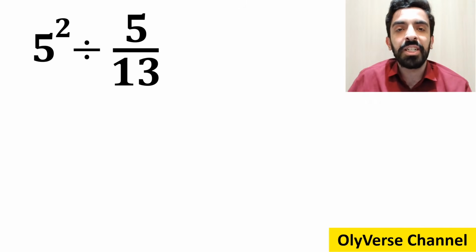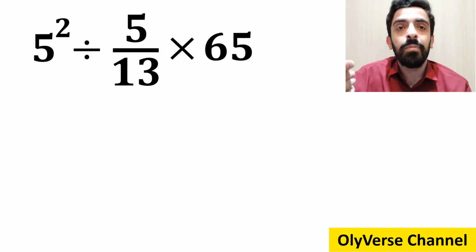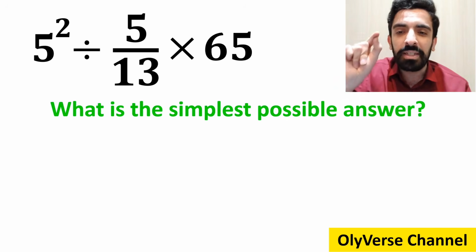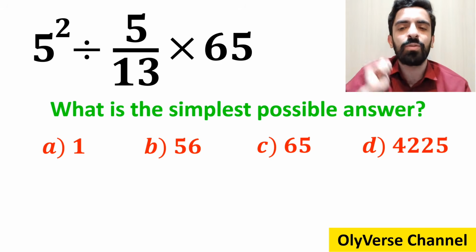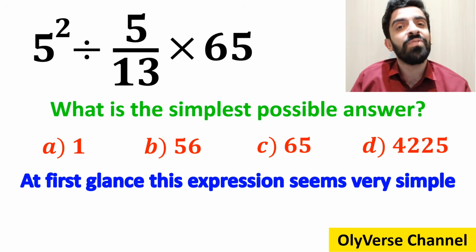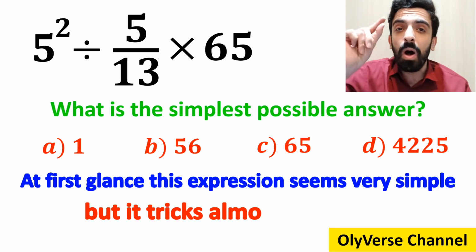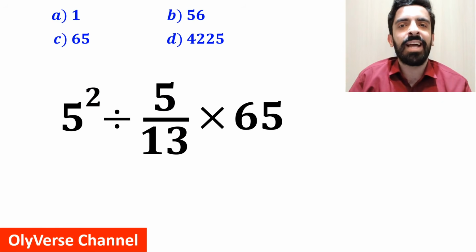If we have the expression 5 to the power of 2 divided by 5 over 13 multiplied by 65, then what is the simplest possible answer for this expression? Which option do you think is the correct answer to this question? At first glance, this expression seems very simple, but it tricks almost everyone. Let's go step by step and solve it together.